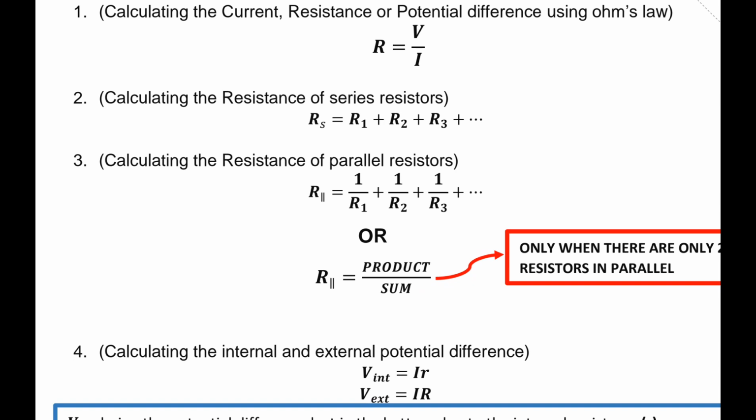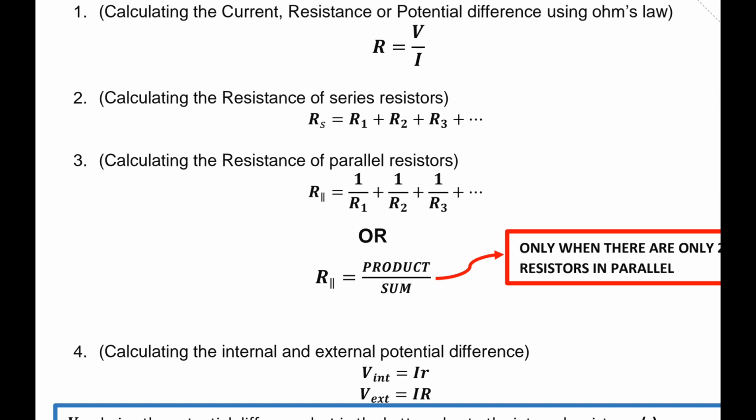What I've noticed is that there will never be more than 5 resistors in the circuit, in most of the question papers I've seen. So three, calculating the resistance of parallel resistors. Parallel and series circuits are not the same.